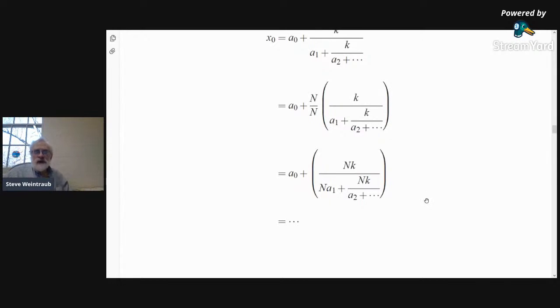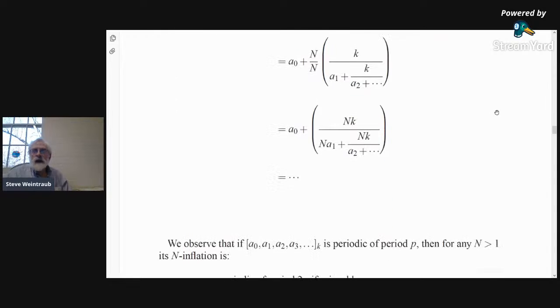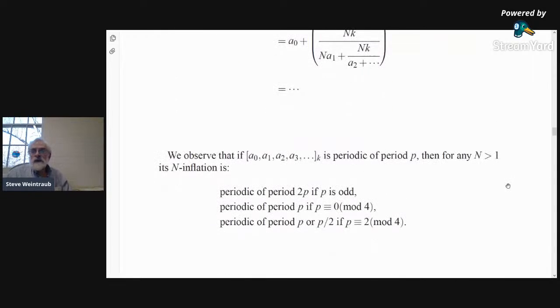Now, we're interested in the question of periodicity, and I'll simply observe that if we have something that's periodic and I multiply every other term by capital N, I wind up with something that's periodic. The period may change. I haven't written down exactly what the period is, but let's just note here that if the original period is P and I multiply every other entry by capital N, then the new period is going to divide 2P. Okay?